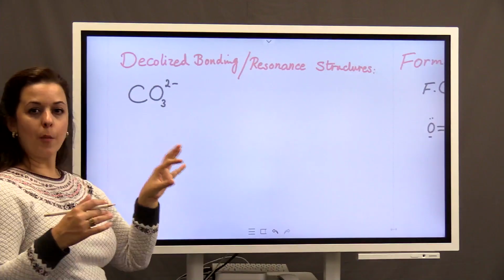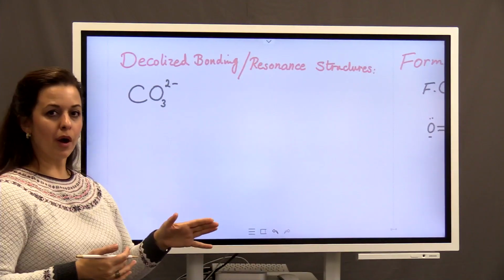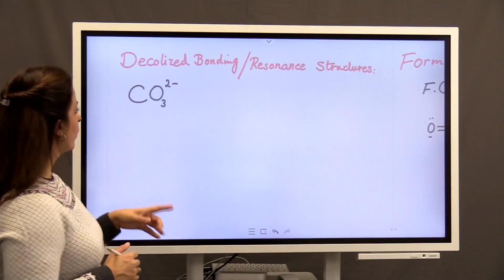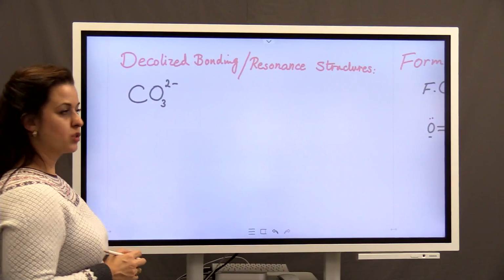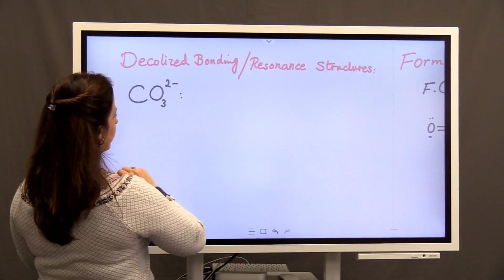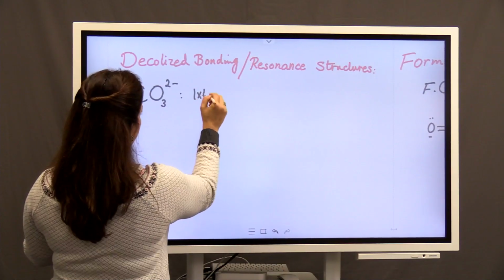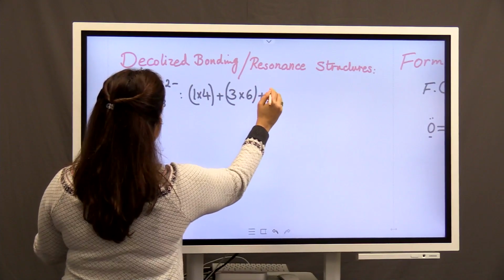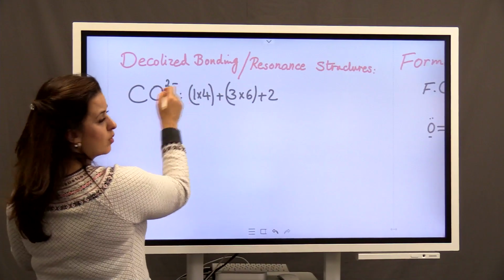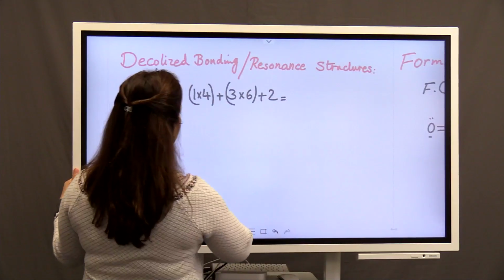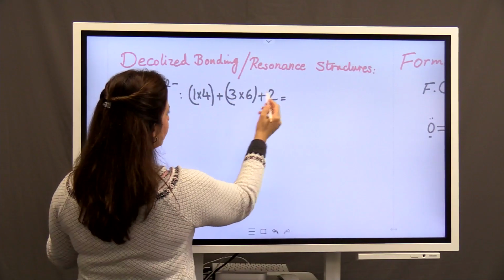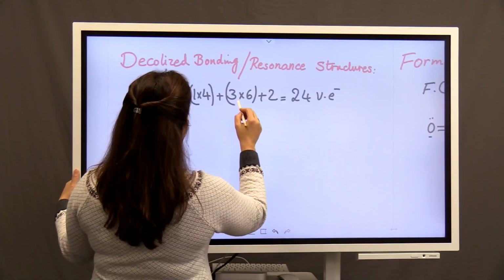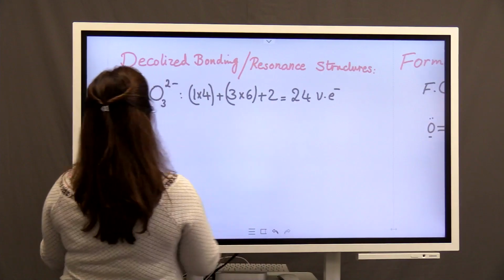Sometimes we have a combination of single and double bonds, but it looks like double bonds move over the molecule. I'll show you how. Let's work on the Lewis structure of CO3, carbonate ion. 1 times 4 for carbon, plus 3 times 6 for oxygens, plus 2 extra for these 2 overall charge electrons. So we have 24 valence electrons, right? 4, 18, 22, 24, yes.